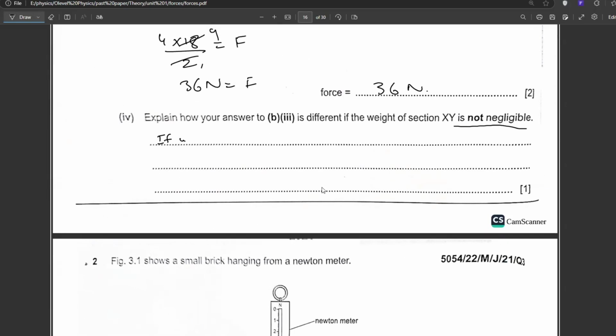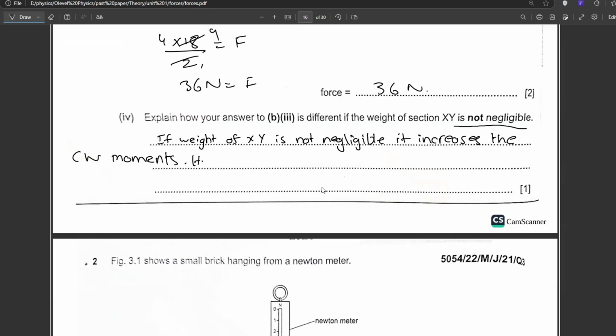If weight of XY is not negligible, it increases the clockwise moments.